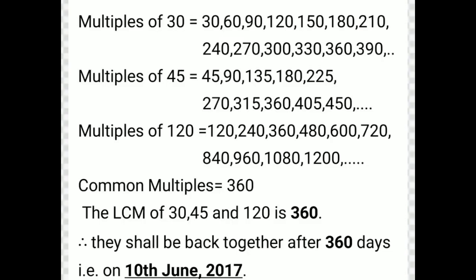Now, to find the LCM of these three numbers, we first make a note of the multiples of all these three numbers respectively. Then we pick the common multiple among them, which in this example is the number 360, which means all three siblings will be back together after 360 days. Now if we start calculating 360 days from 15th June 2016, the day all three of them left home, the entire family will be back together again on 10th June 2017.